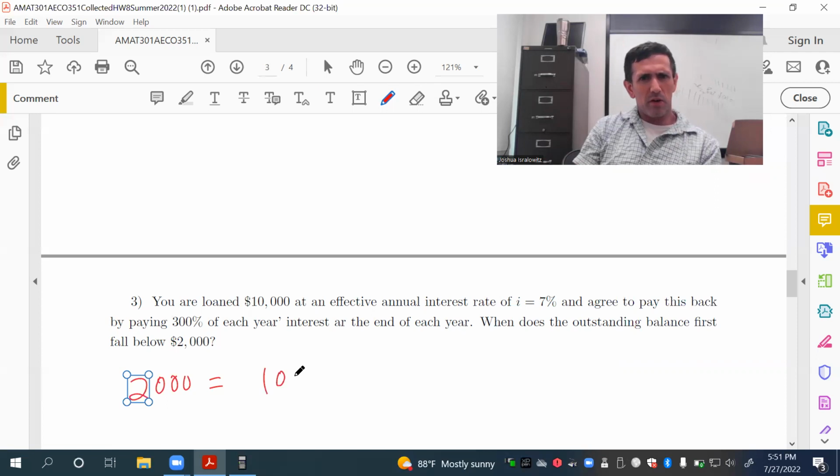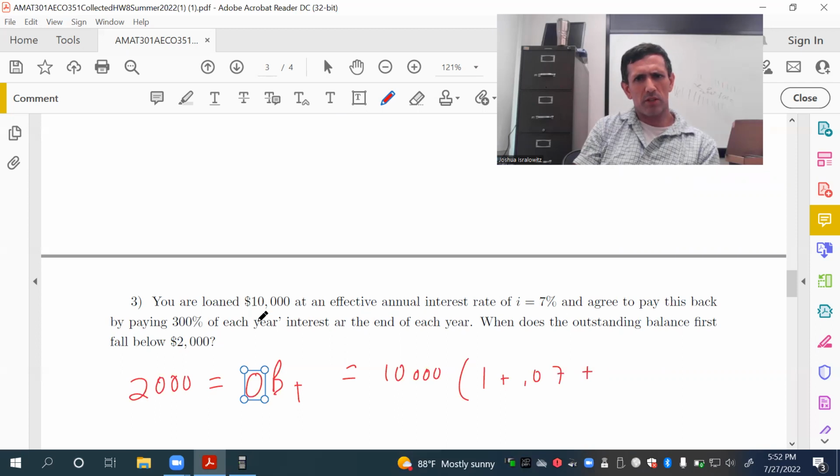But anyway, the way we do this, we set 2000 equal to the outstanding balance OBt. So we solve for t when we have 2000, and then round up to the nearest integer. And we can check our answer, no problem there. So the formula is 10,000 times, again, 1 plus your interest rate, minus, and 300% is 3 times 100%, so this is my P in the formula. So it's your interest rate. I keep putting a plus here; it's a minus.